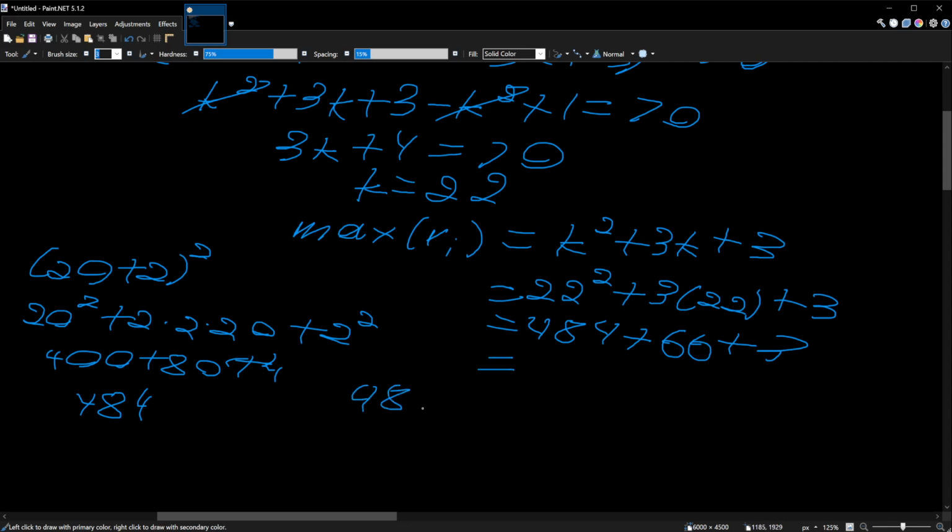so let's add it all up. 484 plus 69, that's a 3, that's a 1, that's a 5, carry the 1, 553. And 553 is your answer for this problem.